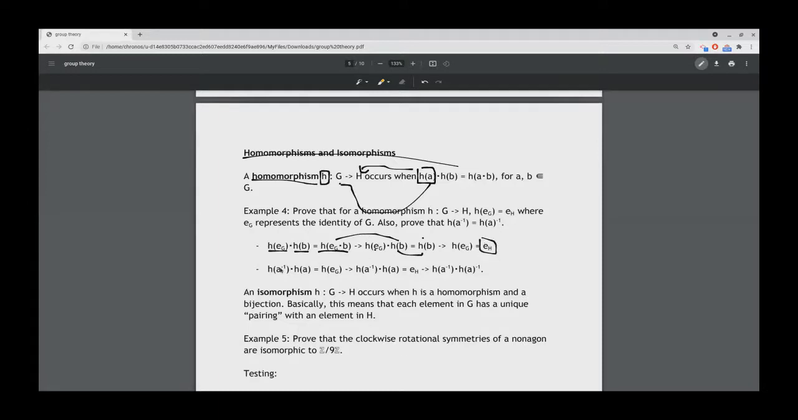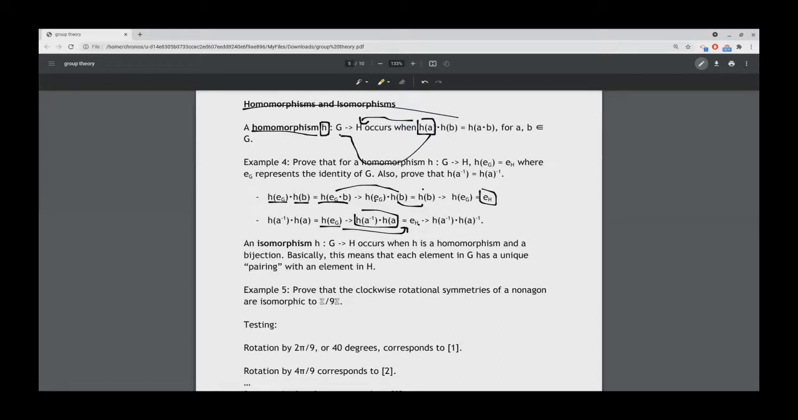Now for this, H of A to the minus 1 times H of A is equal to H of EG. And we know that this is EH. So now we know that these two are inverses because they multiply to EH.